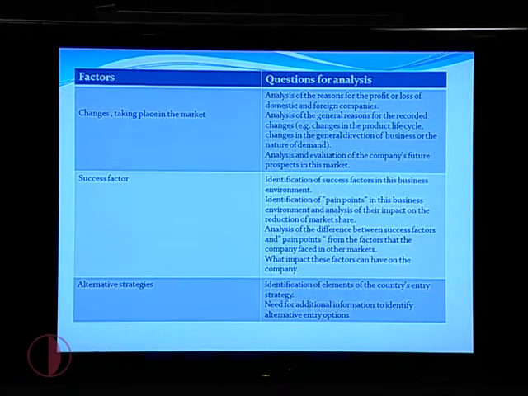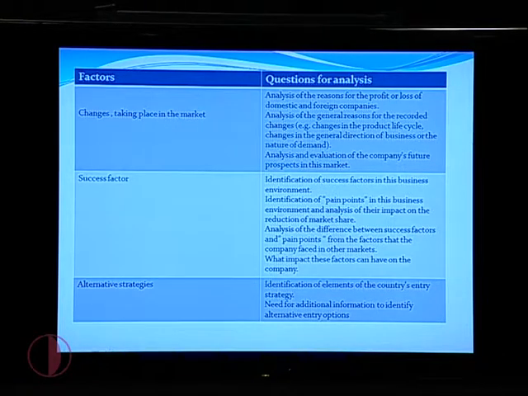We can think about changes taking place in the market. For example, we should think about analysis of the reasons for the profit or loss of domestic and foreign companies, analysis of the general reasons for the recorded changes, changes in the product life cycle, changes in the general directions of business or the nature of demand.